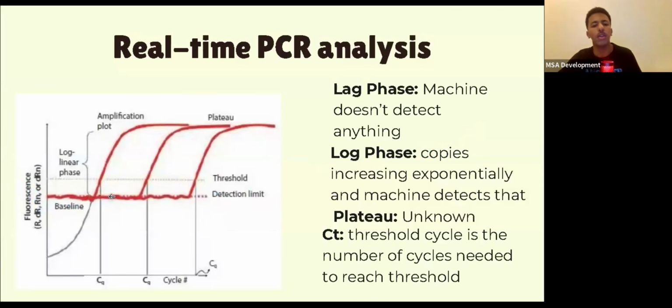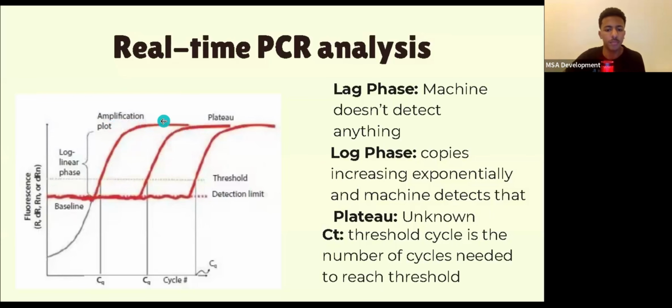Okay, now let's talk about real-time PCR analysis, and the graph may look confusing. It's pretty simple though. The first phase, this horizontal line, is the lag phase, okay? And even though we have increasing copies, the machine cannot detect it. The fluorescence is too low for the machine to detect. Now, after that, we reach the log phase, which, as you can see, the graph is going up. And over here, we have exponential growth, and the machine detects it. And then after that, we have the plateau, and the reason is unknown.